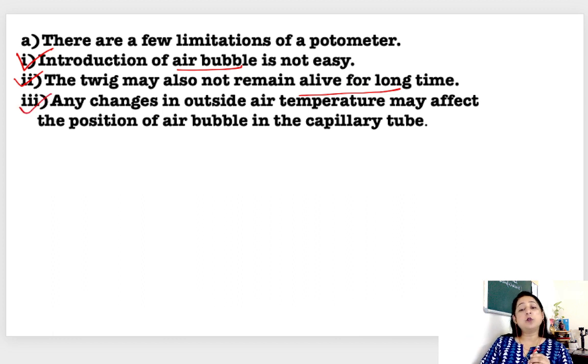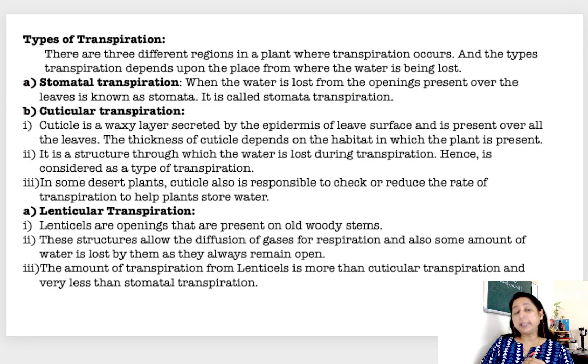Any change in outside temperature, very very important. Any change which is there in the outside temperature or air pressure, उससे जो है readings change हो जाते हैं. अगर बाहर बहुत ज़्यादा धूप है तो transpiration will be faster. बाहर कम धूप है transpiration will be less. बाहर it's a rainy day, transpiration is less. So the outside environment leads to a lot of changes in the readings which are being taken. So these are the limitations.